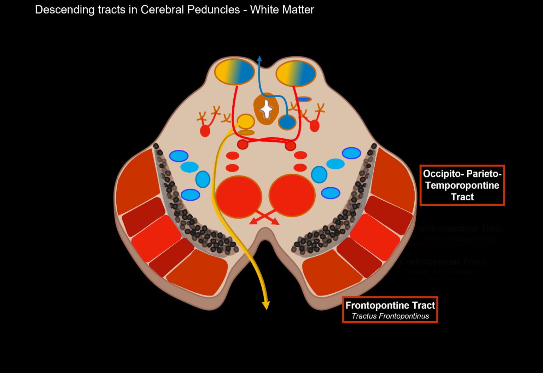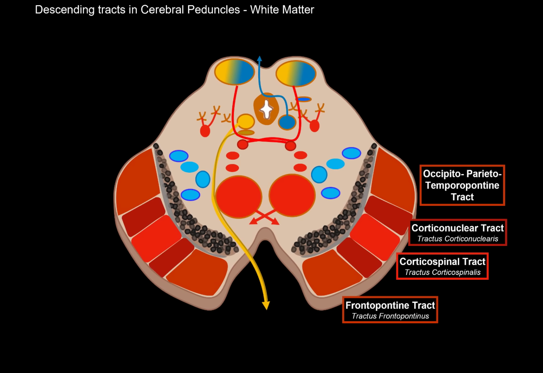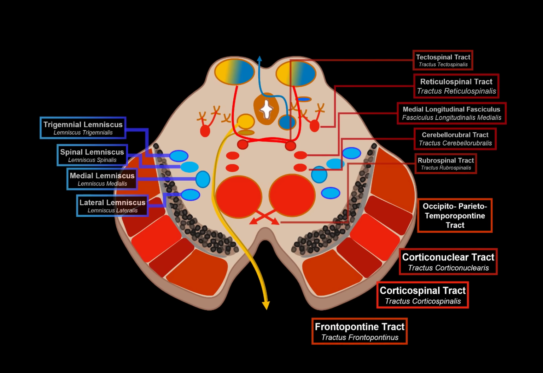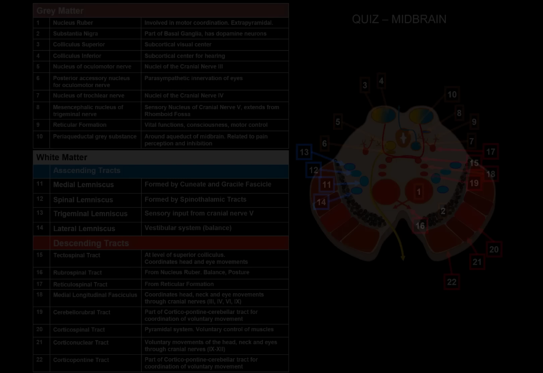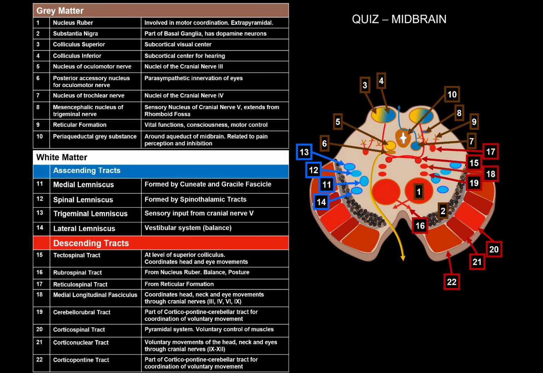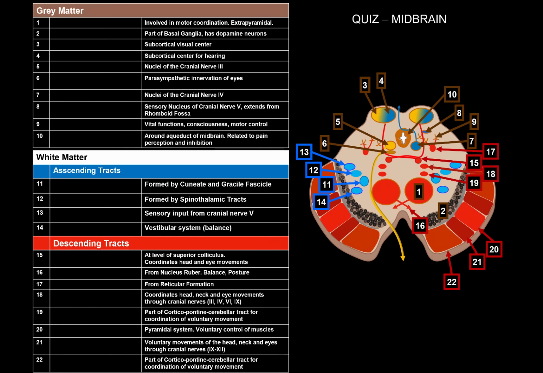So that was all the descending tracts of the cerebral peduncles, and that was all the white matter of the mesencephalon. Now, I made this table with all the gray matter and the white matter we just went through, along with a little description here on the right. Now, I'm going to make all the names of the nuclei and tracts disappear, and can you, based on the picture and the description, tell me what is the name of number 1, what is the name of number 7, and so on. If you can do that, then you pretty much have a good understanding of the mesencephalon.